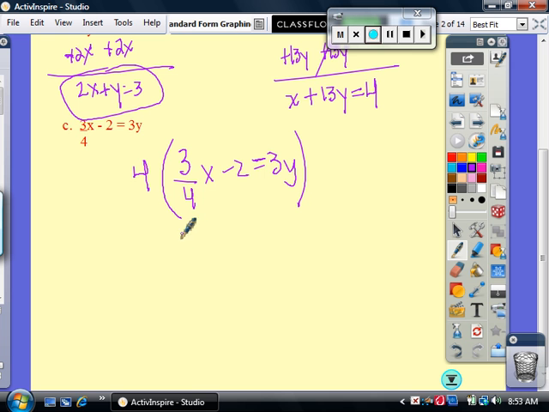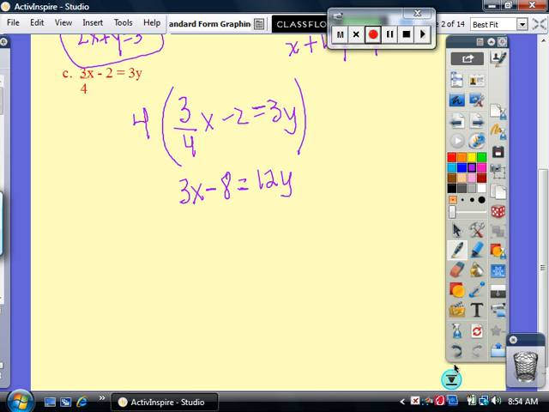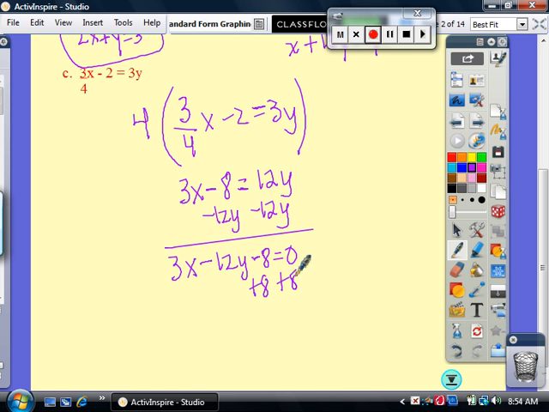And so the 4's cancel. So 3x minus 8 is equal to 12y. It's pretty easy to get rid of. Multiply everything by the common denominator. And then now I've got to bring y over here with x and take the 8 to the other side. So I would subtract 12y from both sides. And like you said, put it in order. So I've got x, and then I've got y. And now I've got to get the 8 to the other side also. And there it is. Whoops. There's standard form.